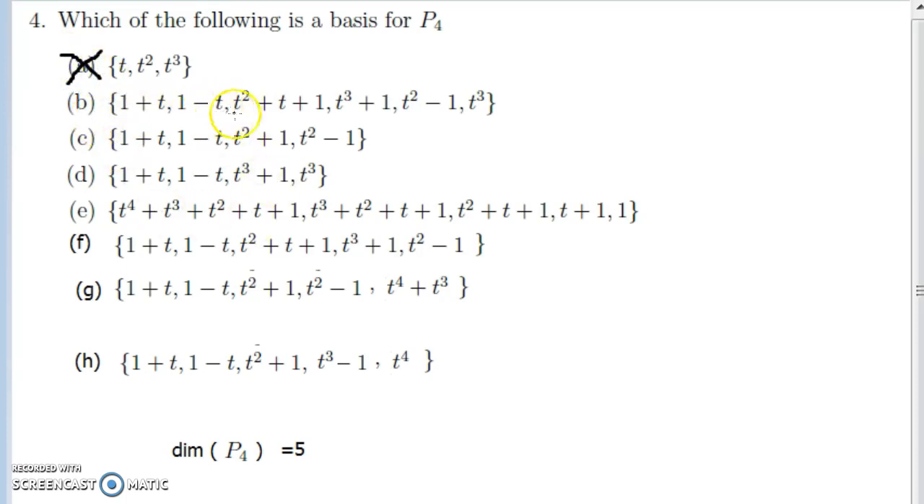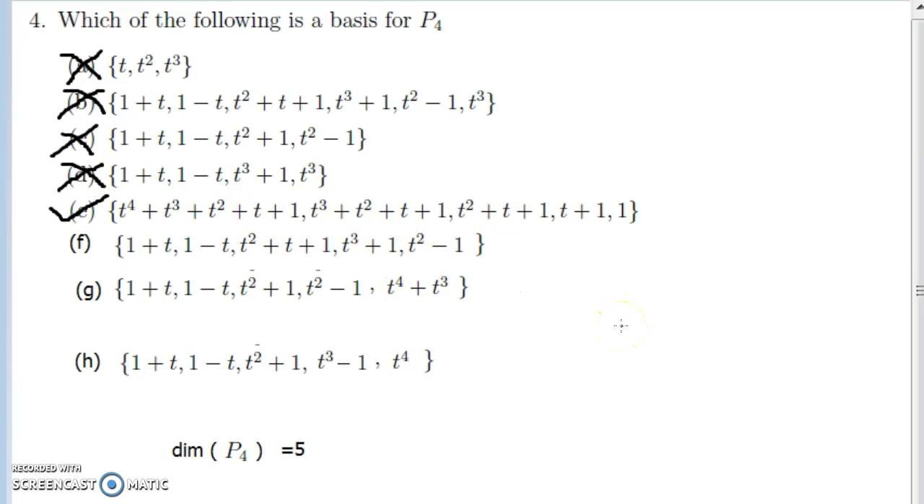B has 6 elements. No, that cannot be the correct answer. C, 1, 2, 3, 4. Almost there. No, that cannot be the correct answer. D, 1, 2, 3, 4. That cannot be the correct answer either. And so we know just by counting that probably E is the correct answer. E has 1 polynomial, 2, 3, 4, 5 polynomials. So E is in fact a basis for P4.